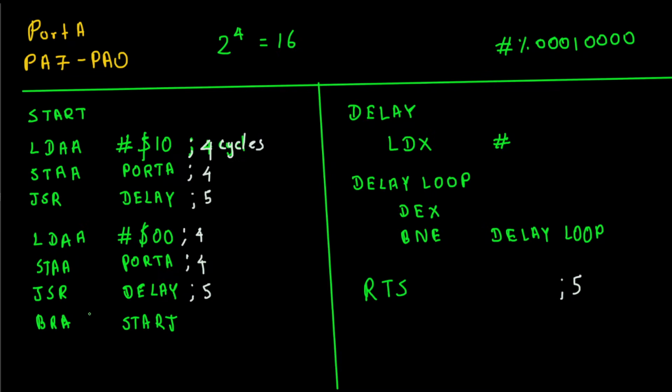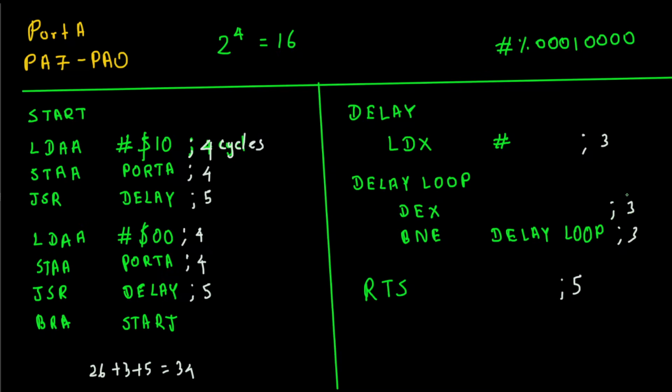Okay, and branch always doesn't require any cycle, and this one, load X, requires 3 cycles, decrement of X requires 3 cycles, BNE requires 3 cycles. So if you calculate this one, 4 plus 4 plus 5, that is 8 plus 5, that is 13. 13 times 2, that is 26. We have 26 here, and then this 3 and this 5, that is 34. So totally we have 34 cycles, and I don't include this one because this is a loop.